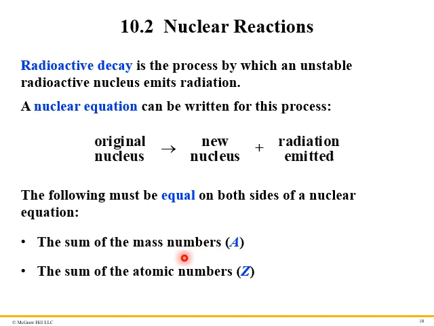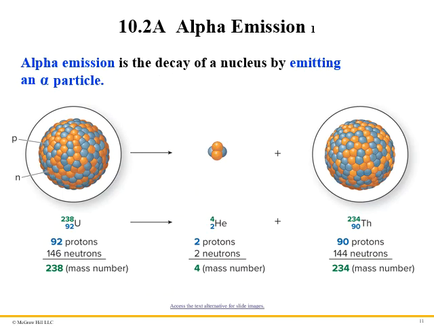So the sum of the mass numbers and the sum of the atomic numbers have to be equal on both sides. Here we have an example of a nuclear reaction, specifically an alpha emission. Alpha emission is the decay of a nucleus by emitting or getting rid of an alpha particle, which we had already mentioned, looks a lot like a helium atom, right, with a mass number of 4, atomic number of 2. So in this case, you have 92 protons, 146 neutrons, and we figured this 146 by subtracting 238 minus 92. That gives me that 146.